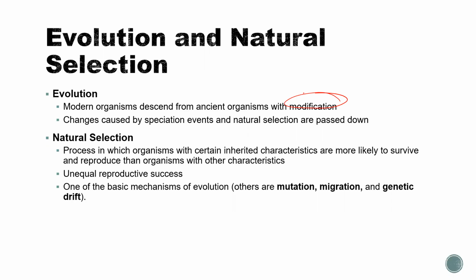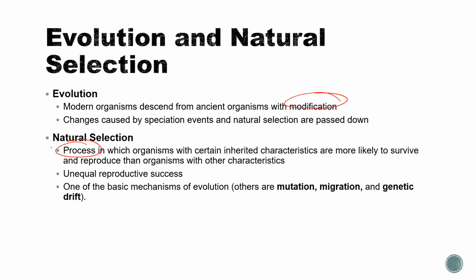Natural selection is the process in which organisms with certain inherited characteristics are more likely to survive and reproduce than organisms with other characteristics. This is where we get unequal reproductive success. And we'll talk about what unequal reproductive success means and how these things are passed down. But the key for the definition of natural selection is that it is the process. So it is the process by which these characteristics are more likely to get passed on through generations. It is one of the basic mechanisms of evolution.